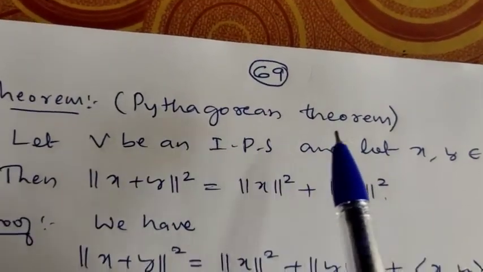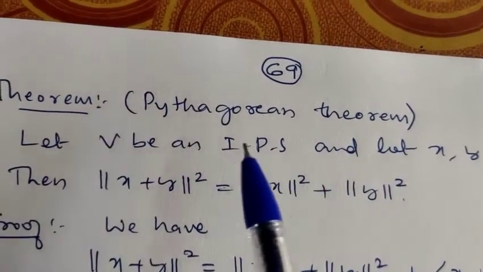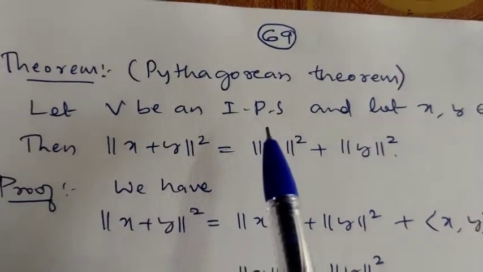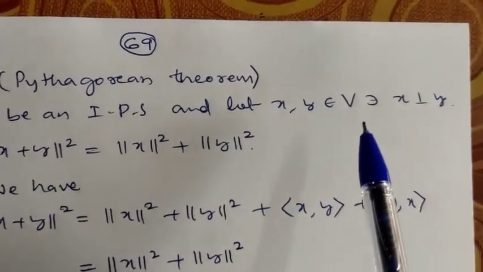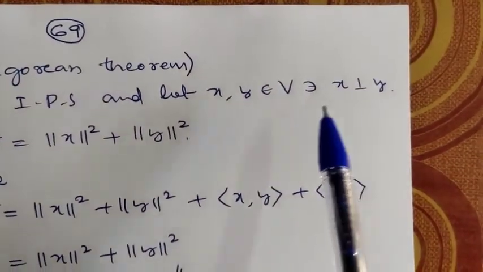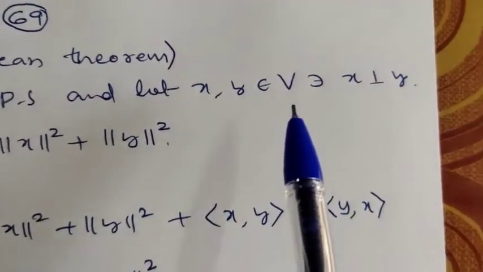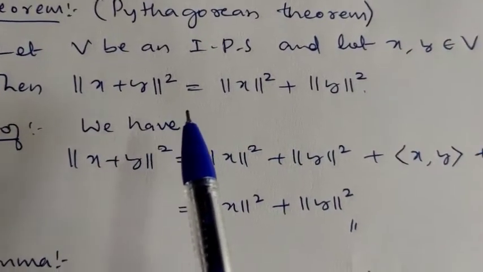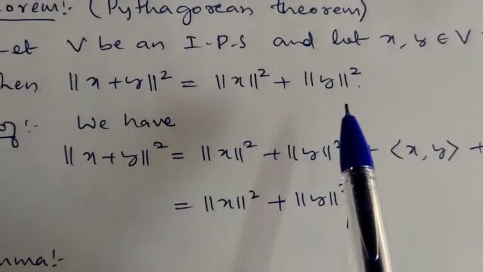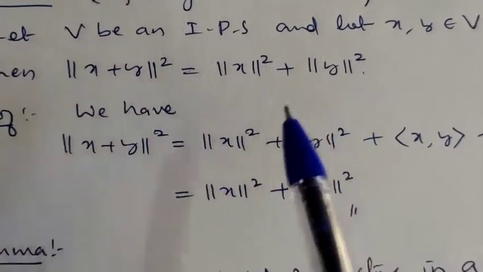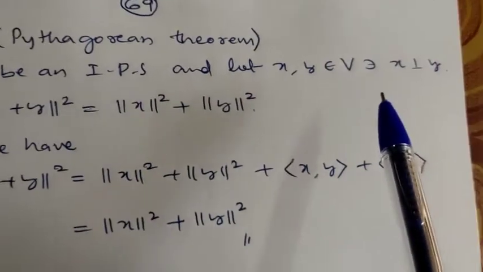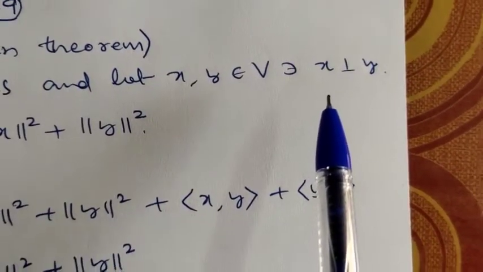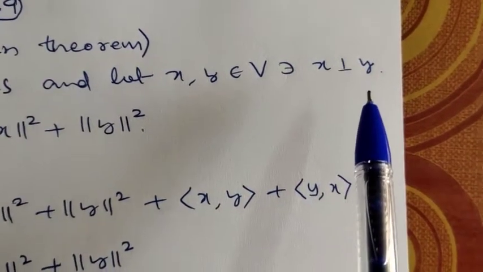Next is the other equality, the Pythagorean theorem. Let V be an inner product space and x, y belong to V such that x is orthogonal to y. Suppose x and y are vectors in V such that x is orthogonal to y, then norm of x plus y square is norm of x square plus norm of y square. Because see here, if x is orthogonal to y, then what will happen? Inner product of xy is 0. If inner product of xy is 0, then inner product of yx is also 0.